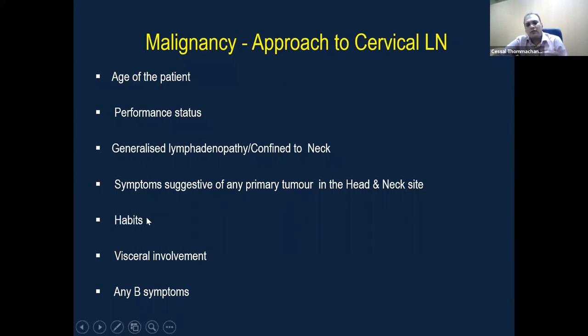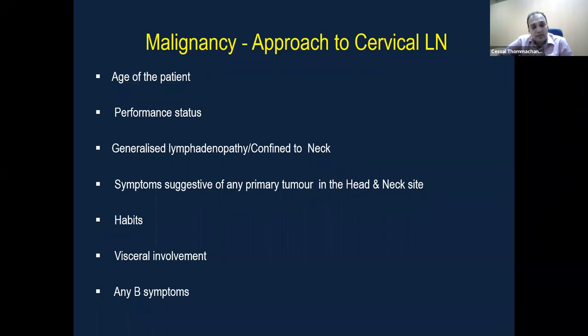Then you have to ask for history suggestive of any tumor in the head and neck, like nasal symptoms or ear symptoms, cranial nerve palsy, you think more of a nasopharyngeal carcinoma. Foreign body sensation, throat pain, odynophagia, it may be due to an oropharyngeal primary. If the patient is having hoarseness, it may be due to carcinoma larynx.